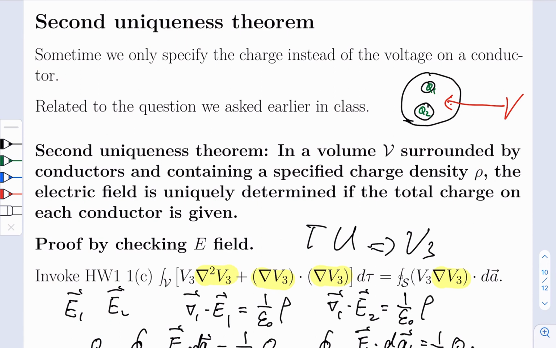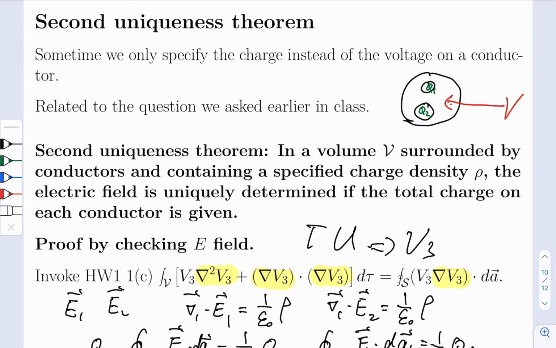Next, I want to discuss a second uniqueness theorem. It's not every time that we can specify the voltage on the boundary. Sometimes on a conductor, we don't know exactly what the voltage is. Instead, we sometimes know the charge that we put on without knowing the charge distribution. What we want to claim here is that there is a volume surrounded by a conductor, containing some charge densities inside, and we can determine the electric field uniquely if the total charges are given on each conductor.